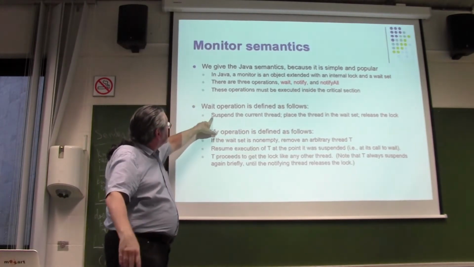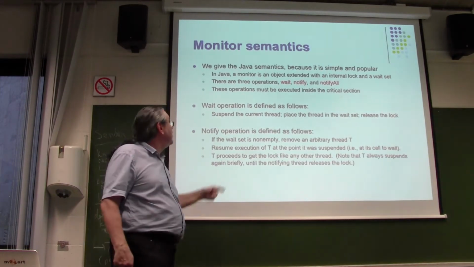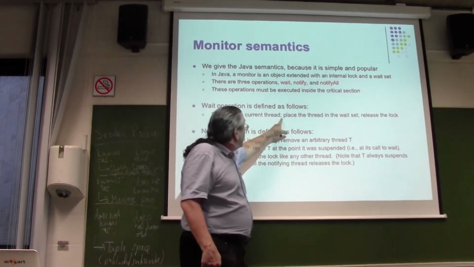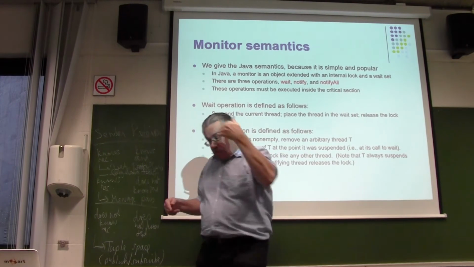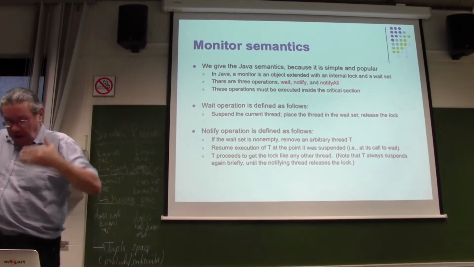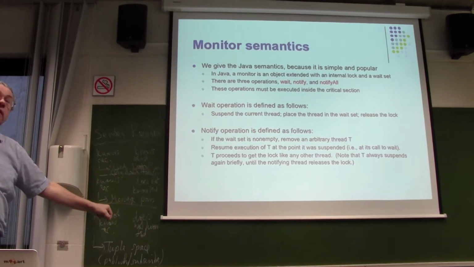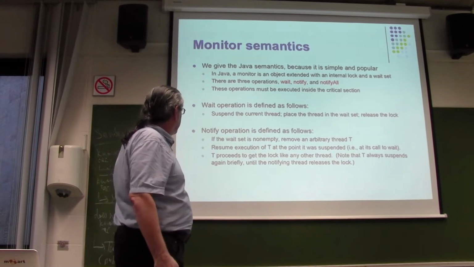The wait does this. It suspends the current thread, so it stops executing, and that's a message to the scheduler. Right? Don't choose this one. It places the thread in the wait set, and it releases the lock. That's very simple, huh? The thread just stops, and so the wait set is storing the thread, and the lock is released. So some other thread can get the lock, okay?